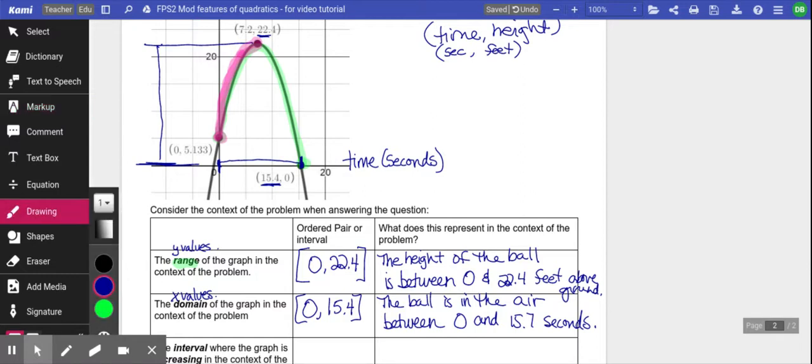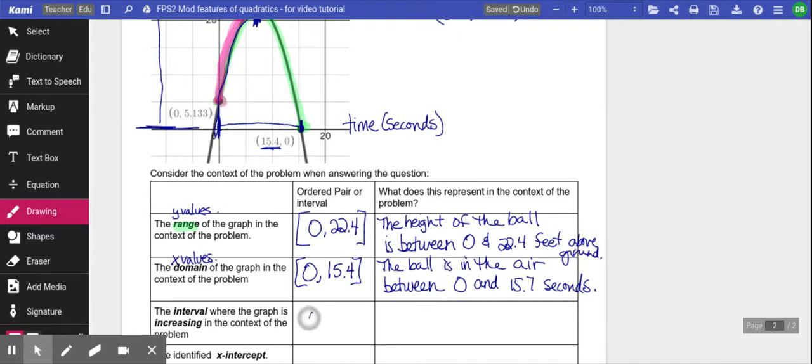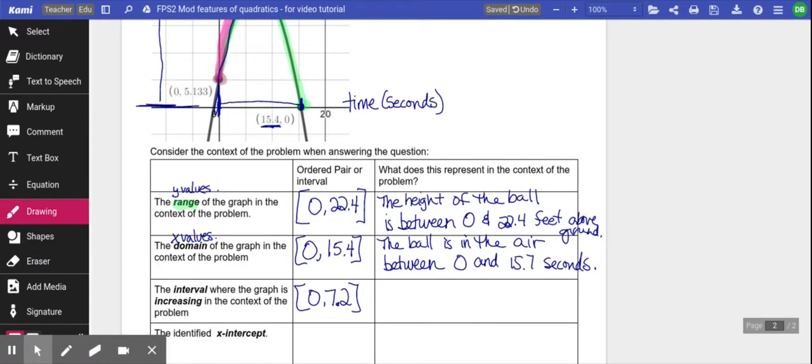When you look at this, you're looking at, for what x values is the ball increasing? So it's increasing starting at the x, it keeps increasing, and it stops increasing right here when the x value is 7.2. So we would say from 0 to 7.2 is when our ball is increasing. Then I'm just going to write that interpretation. The ball is increasing in height from 0 to 7.2 seconds.